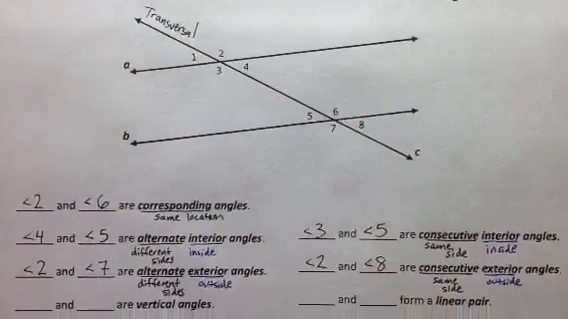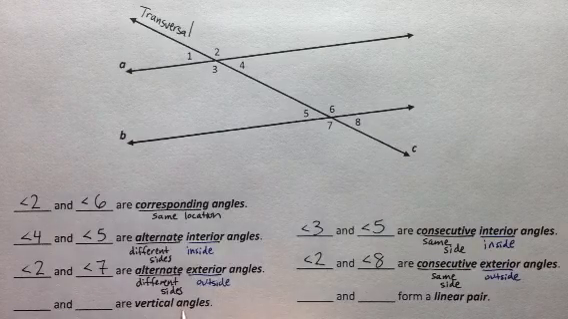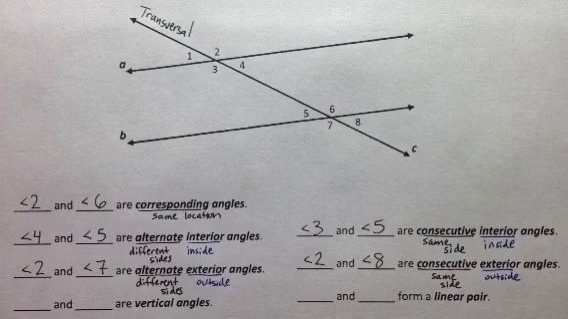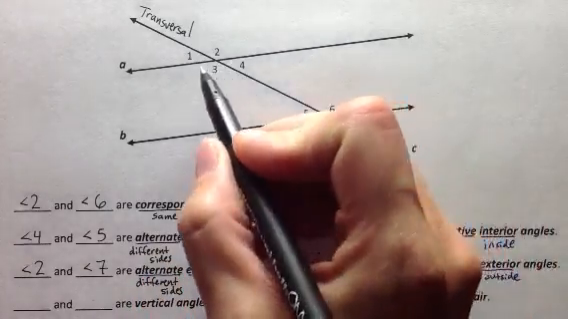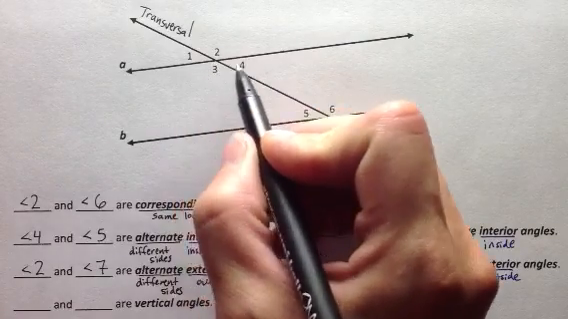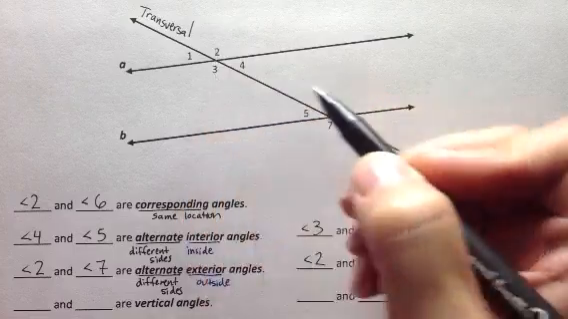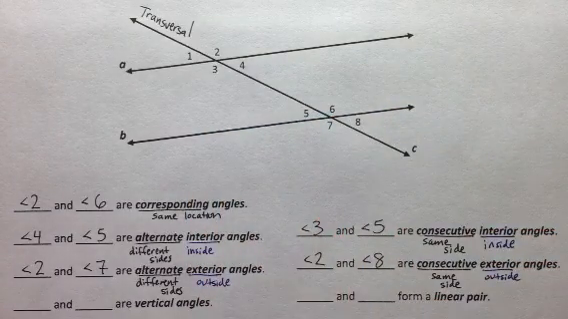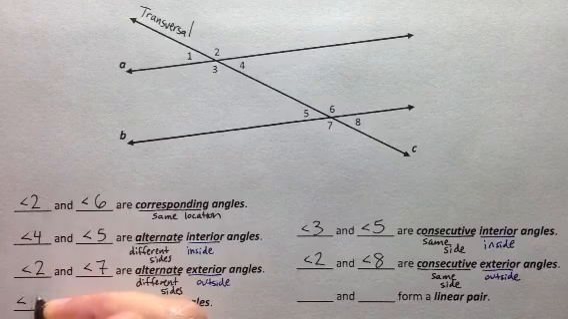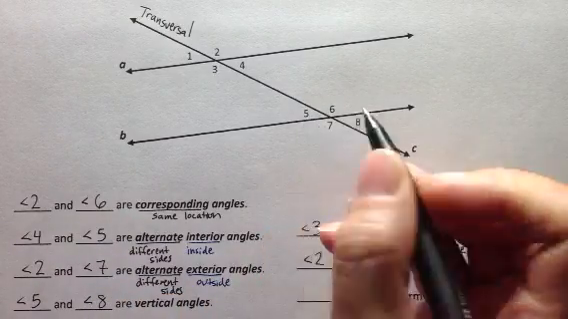Okay, and then I've added a couple other ones here from Unit 1. This is a review from what we just did. Vertical angles and linear pair. They're a little different because they're from the same intersection, but you'll see why I included them in this list. Okay, so angle 1 and angle 4, for example, those are vertical angles. Angles 2 and 3, 5 and 8, 6 and 7, those are all vertical angles. So let's see, let's do angle 5 and angle 8, vertical angles.